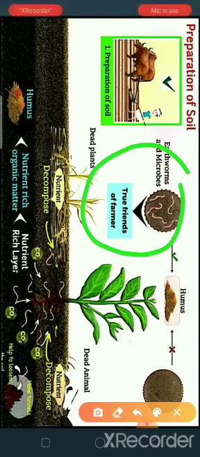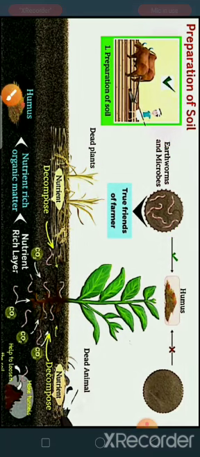So children, today we have seen why crop production is important, what the different types of crops grown during different seasons are, and how the soil is prepared for crop planting.